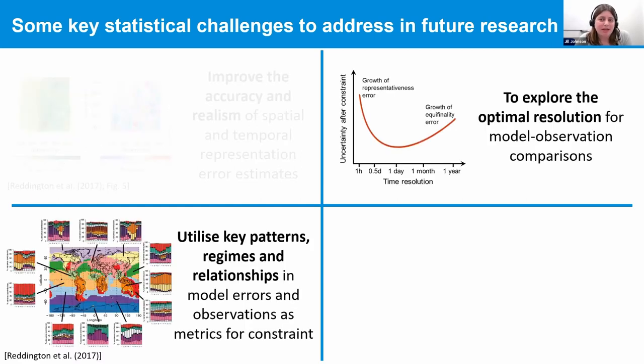Another thing to think about really is the actual resolution that we do our comparisons at. If we use a really high resolution, we're going to have quite poor representation error, but if we have a low resolution, then you've got more of this error compensation, this equifinality. So is there a compromise, an optimal resolution that we really should be using?